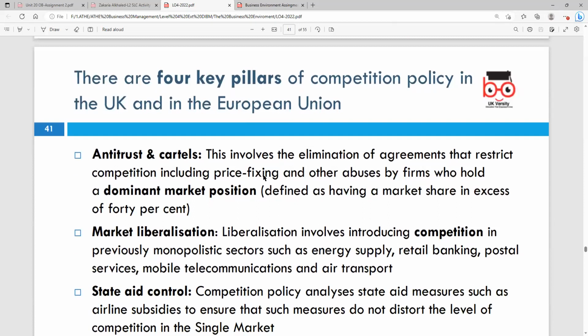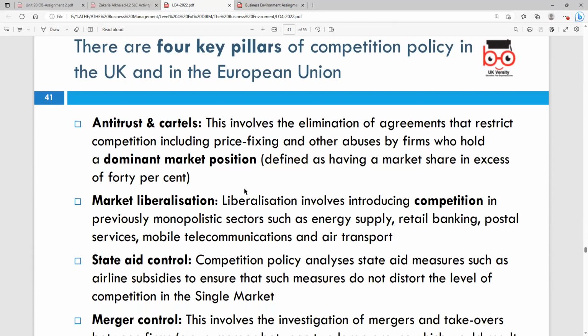Market cartels. The other type of mechanism is looking at the cartel system, the cartel or antitrust regulators. They look after the agreements made between competitors, between organizations, on price fixing and other abuses by firms that hold a dominant share of the market. So there are commissions for cartels, and the government makes sure that these cartels are controlled.